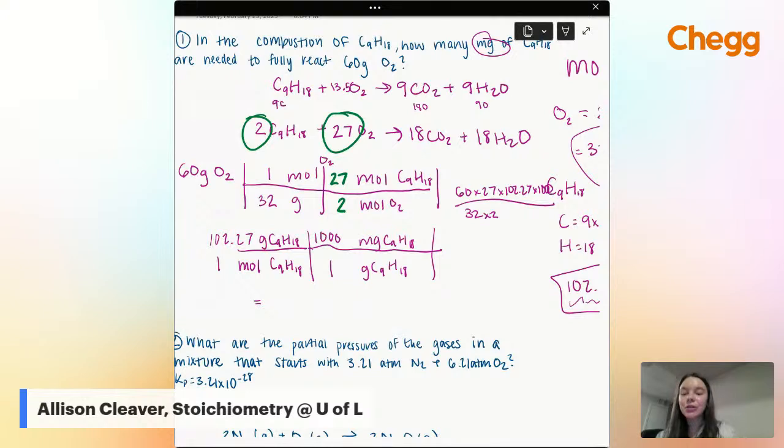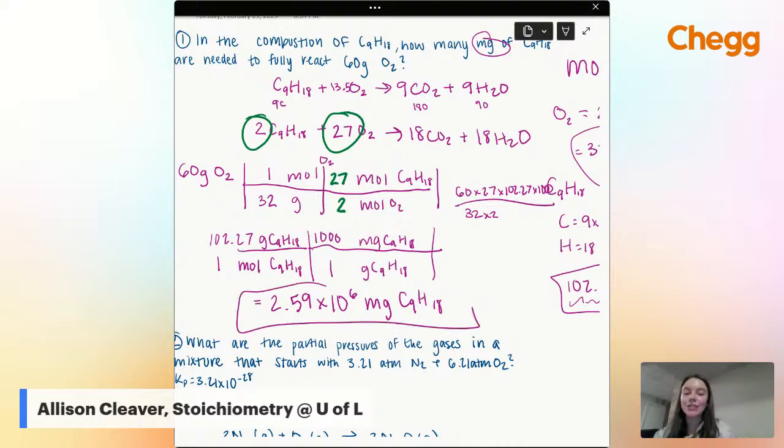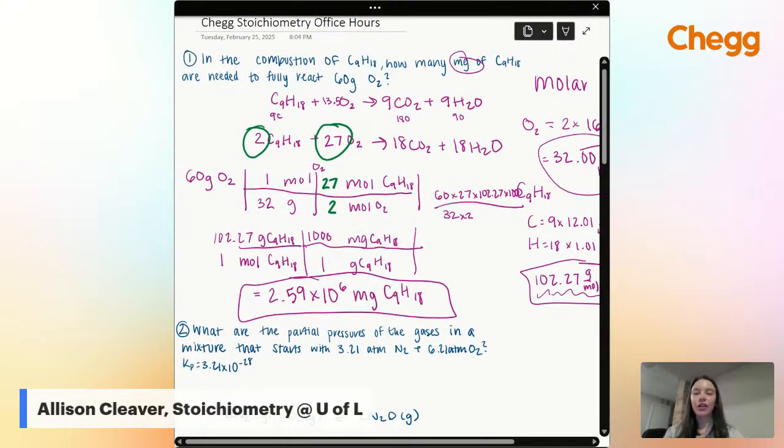All right, if you got 2.59 times 10 to the 6th milligrams of that C9H18, you are absolutely correct. Great job, guys, in that scientific notation. I've run through it a lot, so I'm not going to go over how to find it unless someone needs help. So I encourage you, if you're struggling with scientific notation, type that in the chat and I will run through how to do scientific notation. So that concludes our first problem.